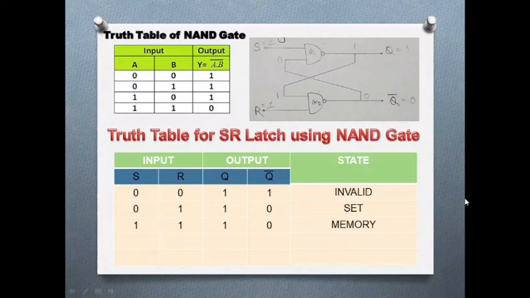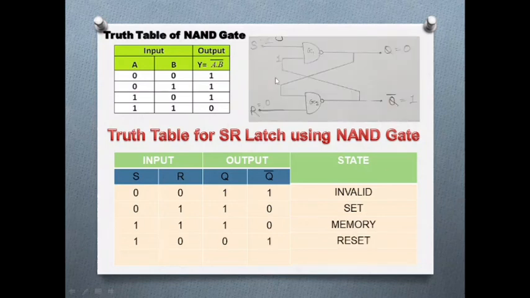Now for case 4, when S is equal to 1 and R is equal to 0, as one of the inputs to G2 is 0, we get Q bar is equal to 1. When this output Q bar is equal to 1 is given as feedback to the input of G1, the inputs to gate G1 will be 1 and 1, so we get the output as 0. Thus when S is equal to 1, R is equal to 0, Q is equal to 0 and Q bar is equal to 1. This is called the reset state.